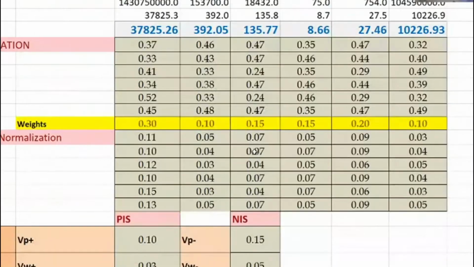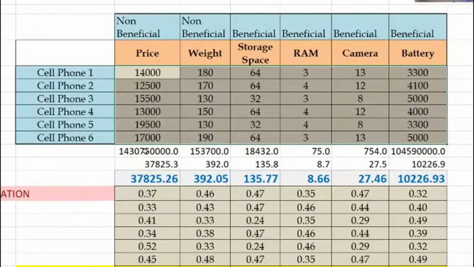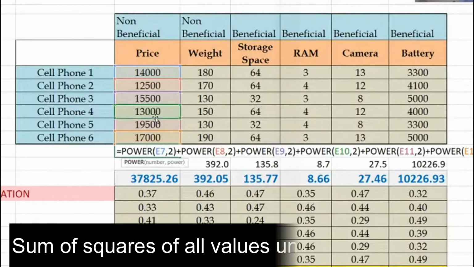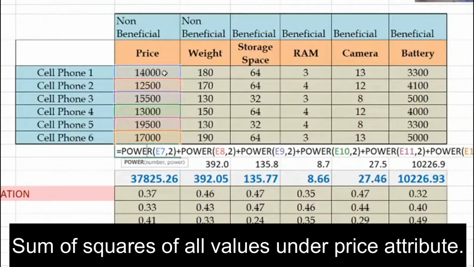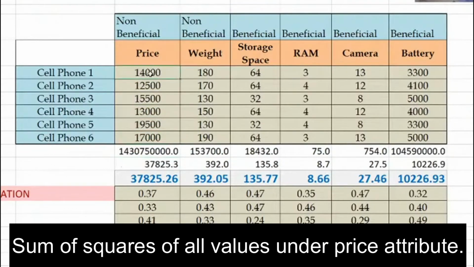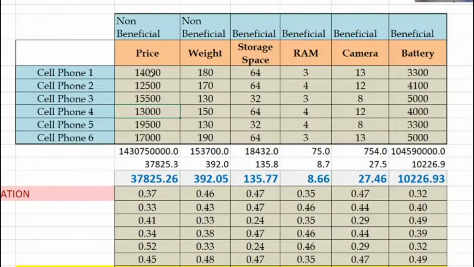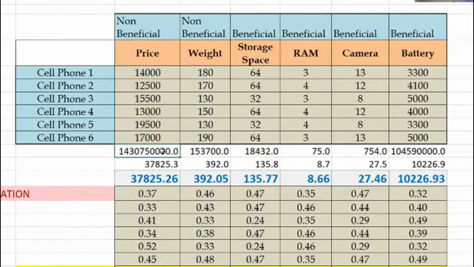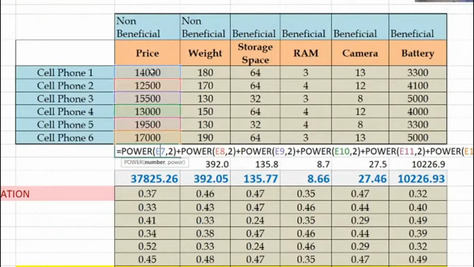So in Excel we see here, first of all, if you observe this cell, I have taken the sum of all these values raised to 2. That means 14,000 square plus 12,500 square plus 15,500 square plus 13,000 square and so on. So all these cell values, for only a particular attribute, here the price attribute, are raised to power 2, and then their sum is taken. So this cell indicates the sum of all these values raised to 2.